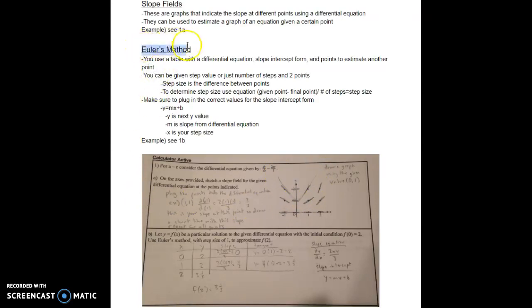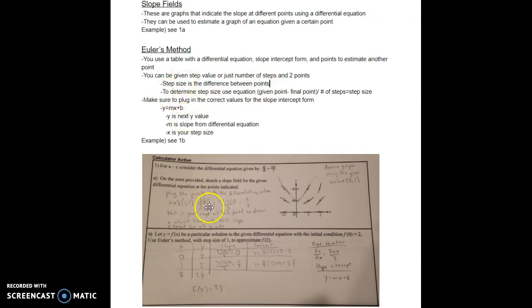So the next concept is Euler's method. This method uses a table with a differential equation, slope-intercept form, and different points to estimate another point. To use this method, you have to be given a step value, or you're given 2 points and you determine the step value, or the step size. The step size is the difference between points.